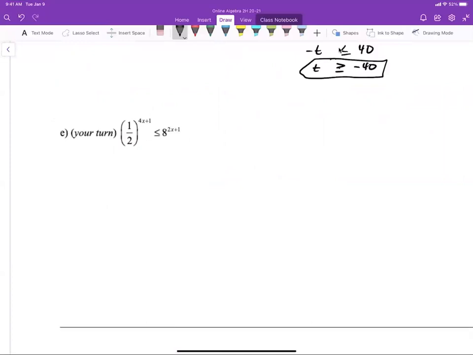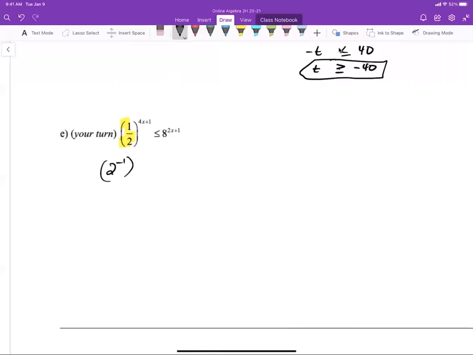Welcome back. I have 1/2 to the 4x plus 1 power is less than or equal to 8 to the 2x plus 1 power. I need to get them to the same base. So I'm going to take that 1/2 and I'm going to make that 2 to the negative 1. And that will be taken to the 4x plus 1. And that 8 is the same as 2 cubed.